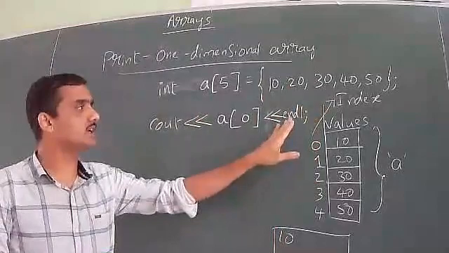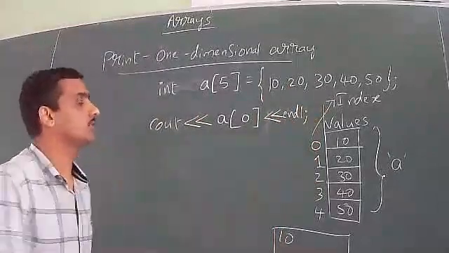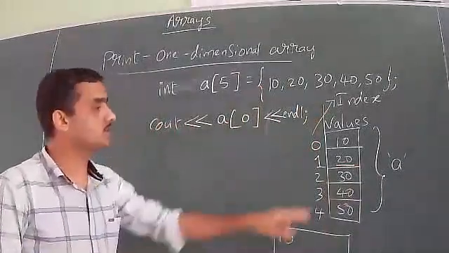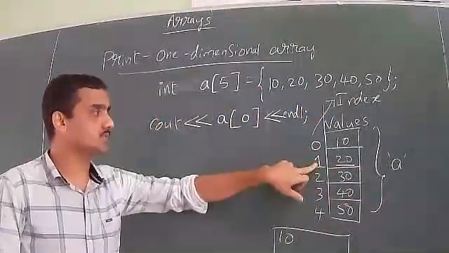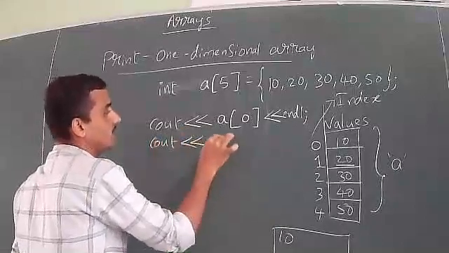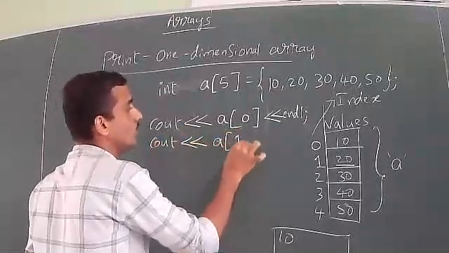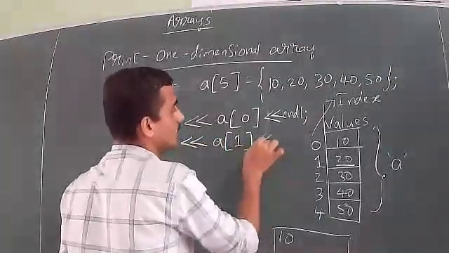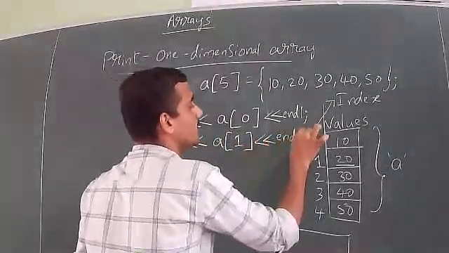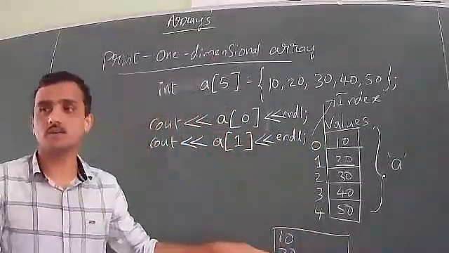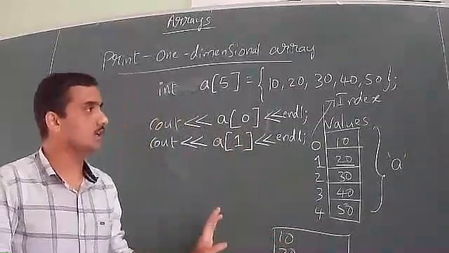Got to make use of the endl statement. Similarly, if I want to display the value 20, which is present at location 1, that is index 1, the same statement: cout, A is the array name, A of 1. So 1 indicates the location, it is index 1. Then endl. So this will display the value 20 on the console screen, on the next line. It will not display on the same line.